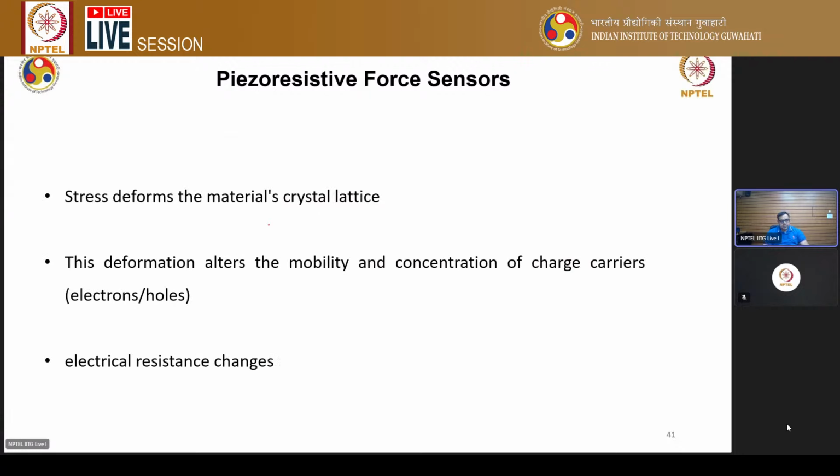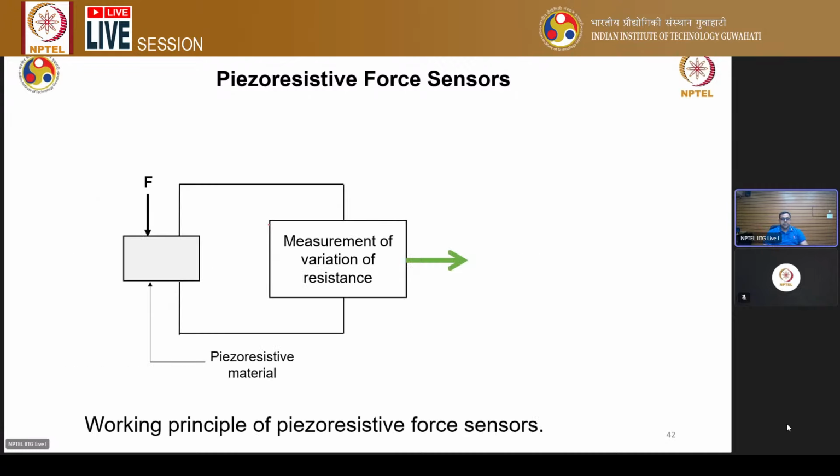Stress deforms the material's crystal lattice, and this deformation alters the mobility and the concentration of charge carriers. We know that these directly influence the electrical resistance of the material, and that's how deformation indirectly alters the electrical resistance of the material, by altering the mobility and the concentration of charge carriers.